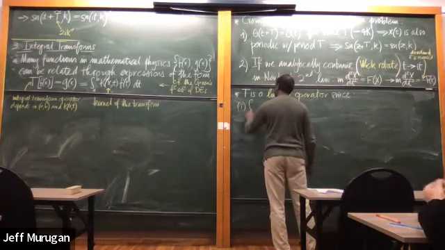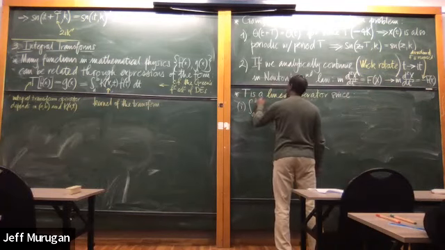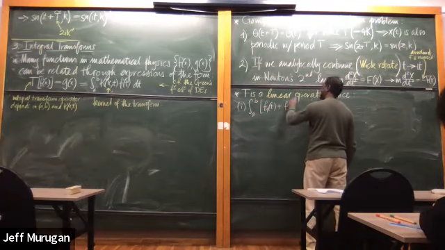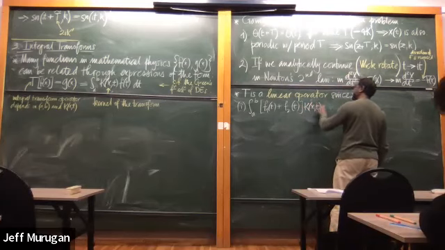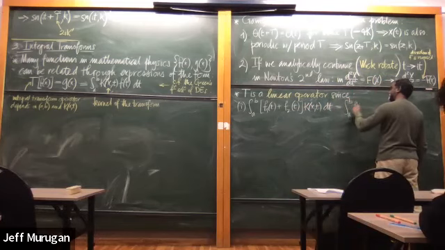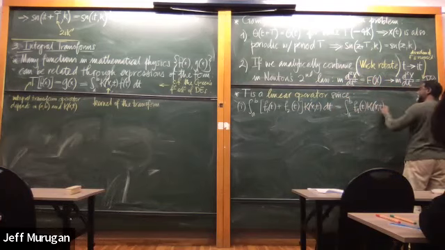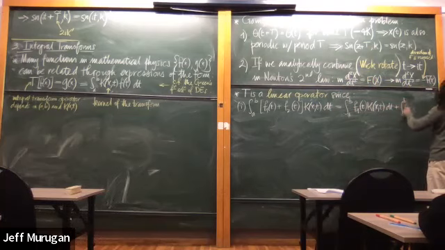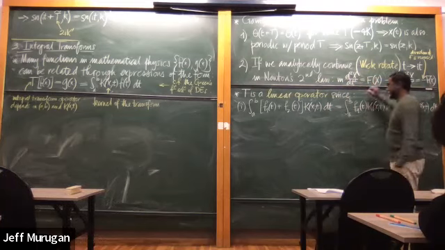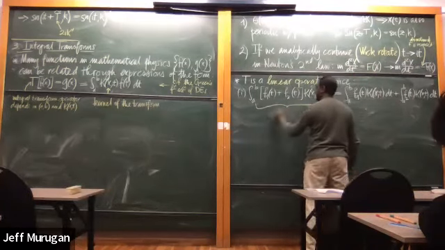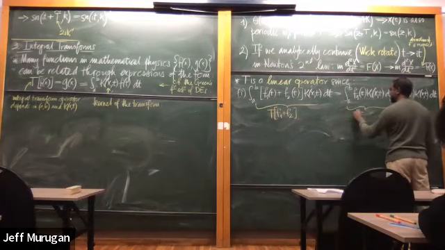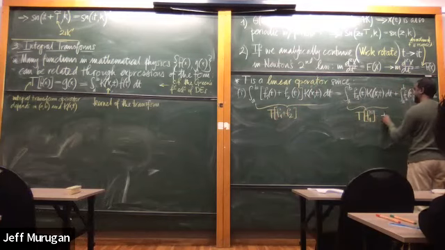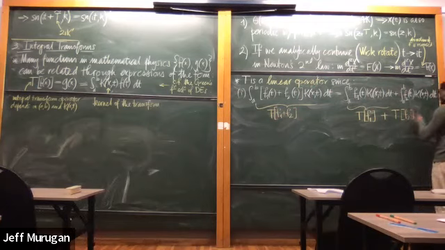In other words, the integral from a to b of f1 of t plus f2 of t, times k of x and t, dt, is the integral from a to b of f1 of t k of x t dt plus the integral from a to b of f2 of t k of x t dt, where this is the action of T on f1 plus f2. This is T on f1 plus T on f2.